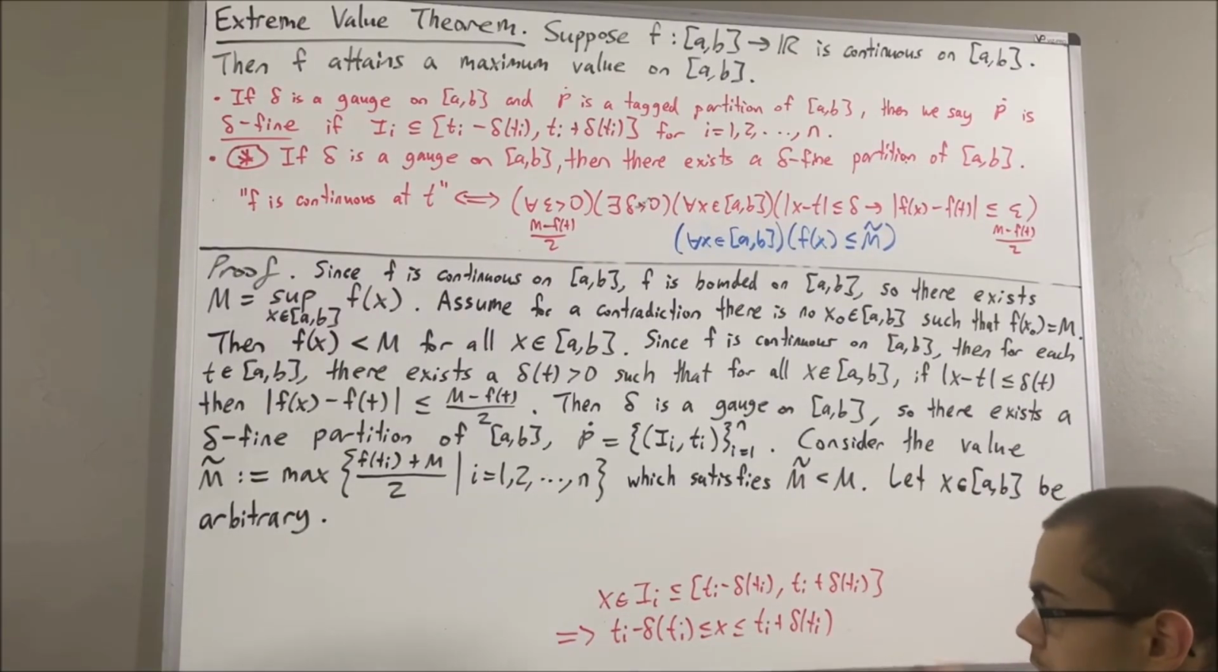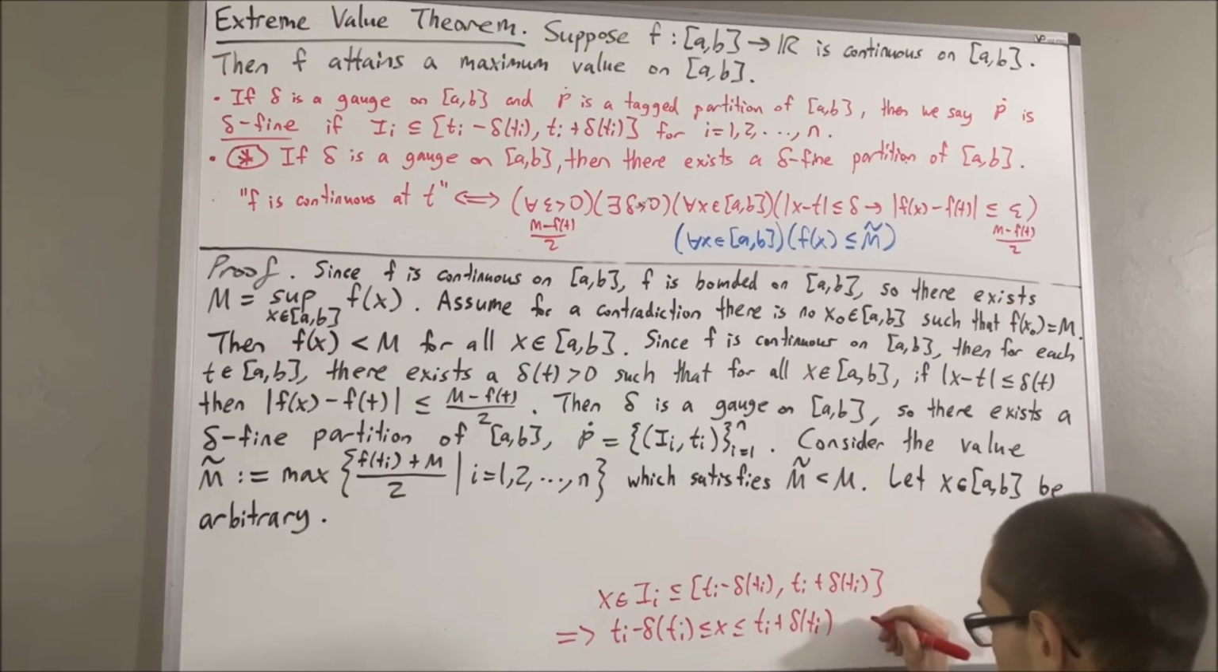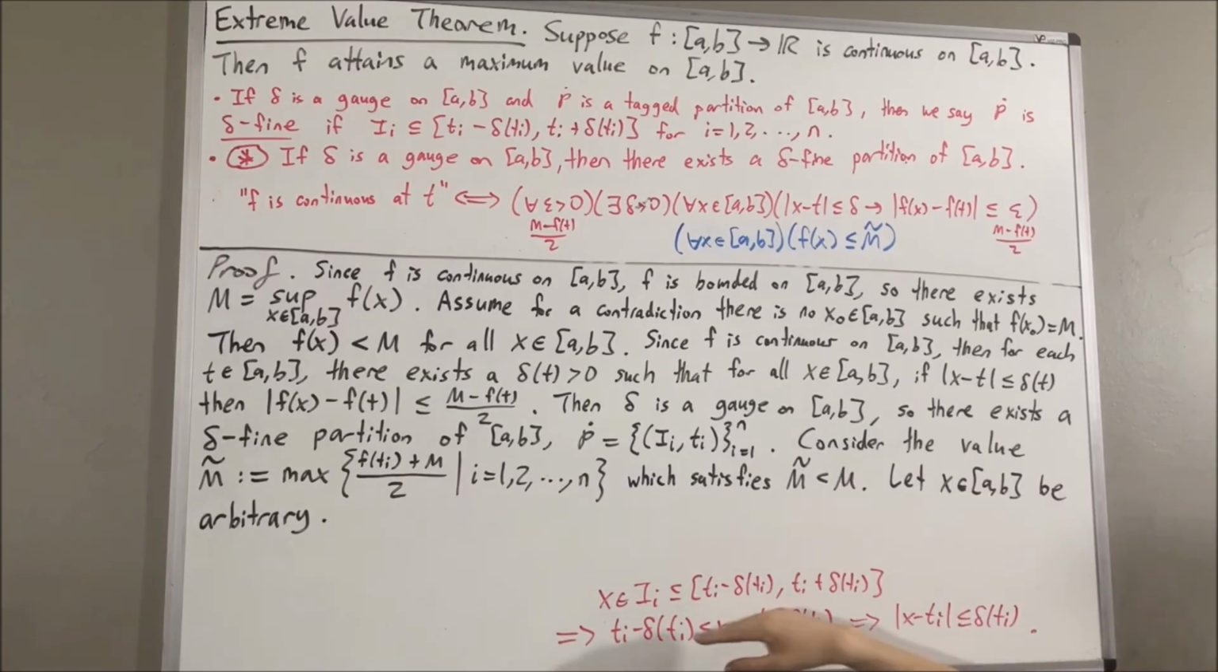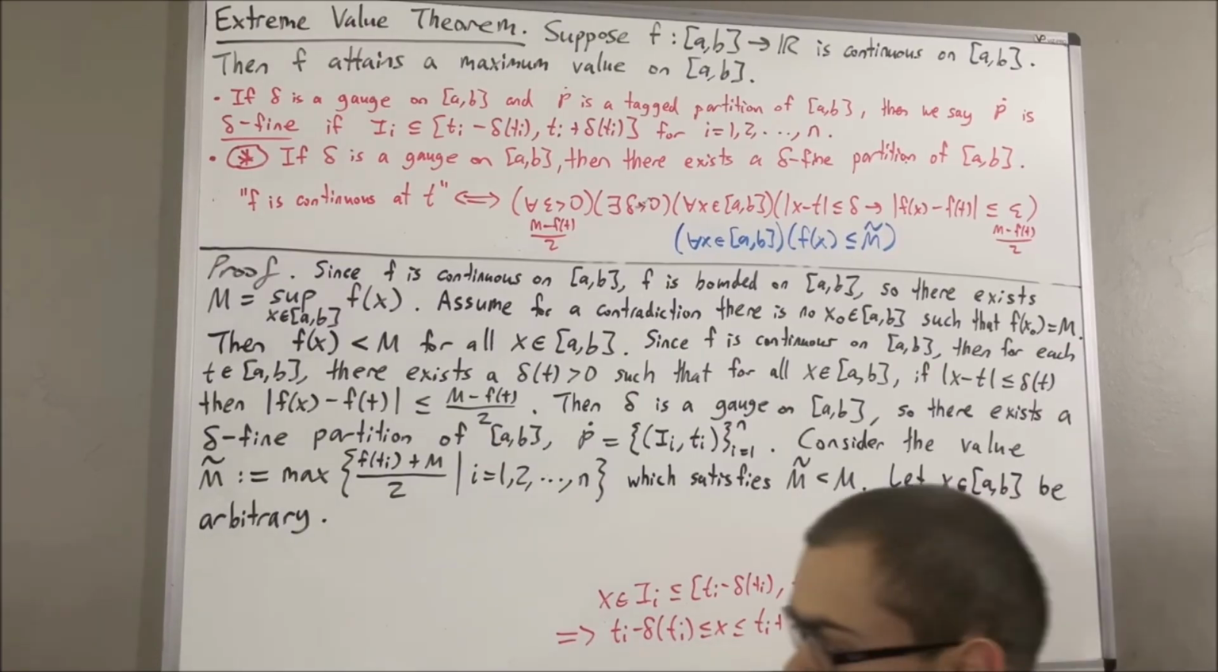But then, by properties of absolute values, this means we have the absolute value of x minus t_i is less than or equal to delta of t_i. And so this analysis shows that we can find a tag t_i such that the absolute value of x minus t_i is less than or equal to delta of t_i.